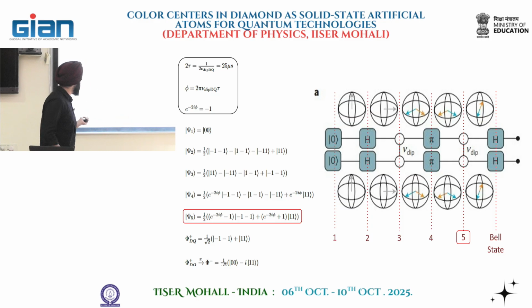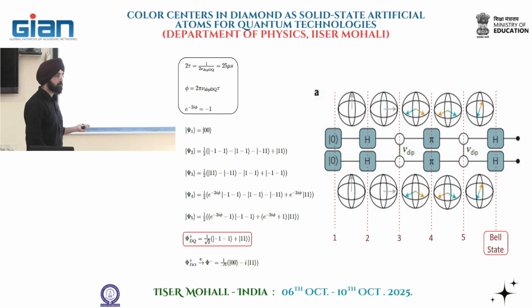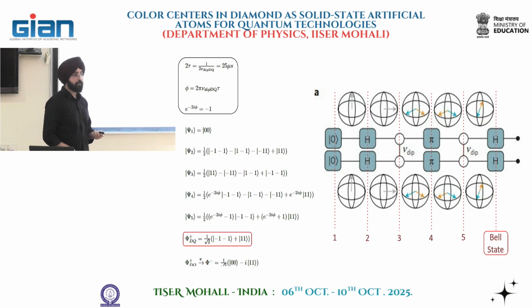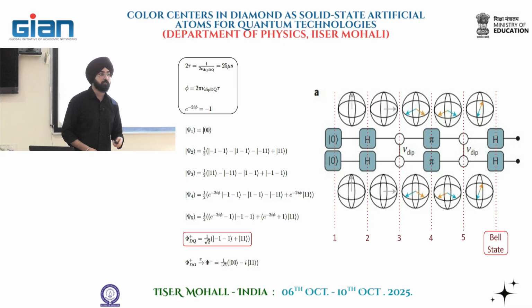If we want to have a maximally entangled state, we can tune the value of this accumulated phase. If we keep the phase value equal to this quantity, and at the end we get the free evolution time equal to 12.5 microseconds, this will lead to the generation of a maximally entangled state. Now the maximally entangled state is between -1 and +1. So what if we want to read this state, we want to measure the state.